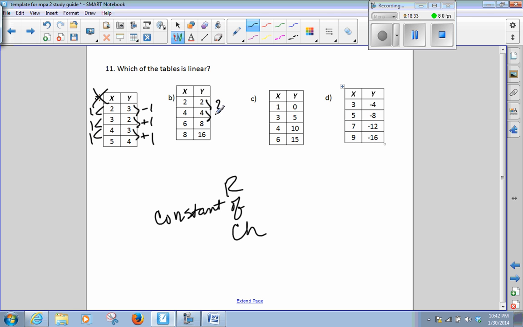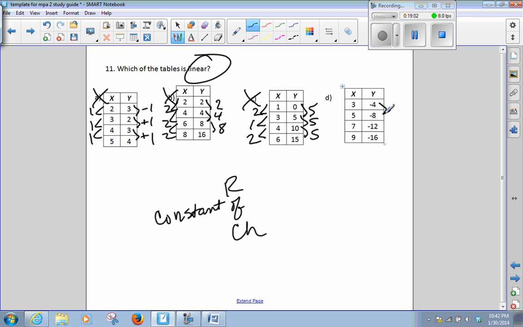It's going up by 2, 4, and then 8. And this is going up by 2 every time. 2 over 2 is not the same thing as 4 over 2. So that one's not it. Each of these is going up by 5 every time. That's going up by 2, and then 1, and then 2. 5 over 2 is not the same rate of change as 5 over 1. So that's not a constant rate of change, which means it's not linear either.